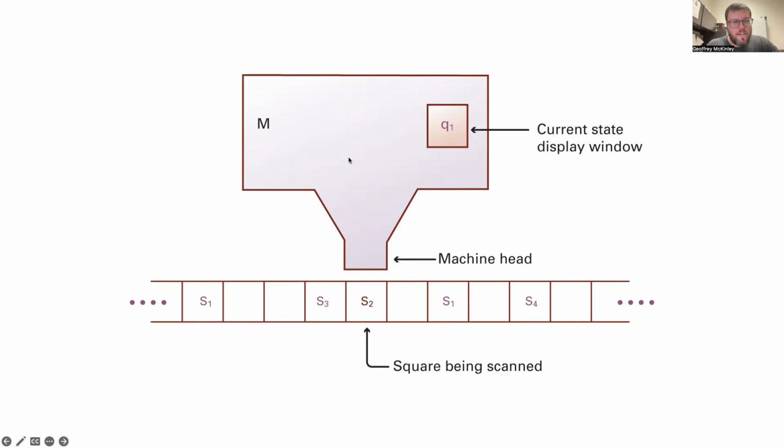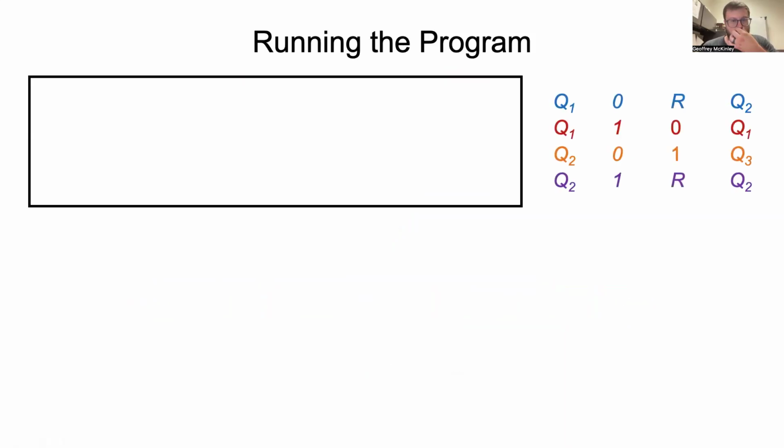And this is the machine head. It's like the scanner and printer. And it also shows that this machine is in a certain state. This is the current state of the machine. So I'm going to do an example of this. Hopefully it's relatively fluent. I'm going to try my best. Okay, so here we go.